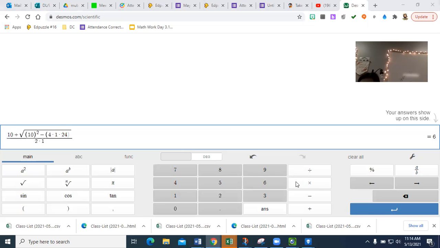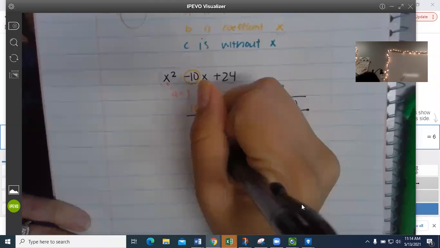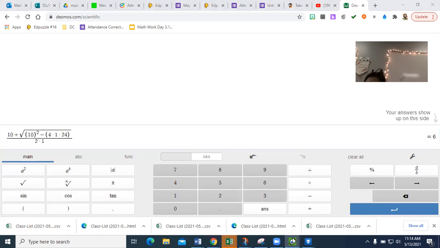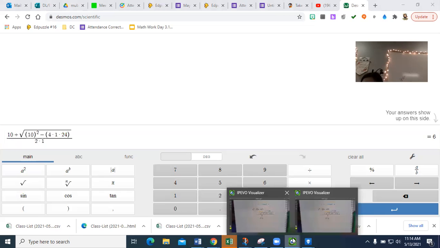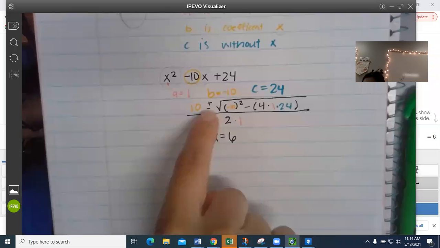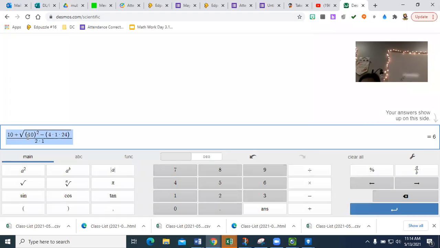Now, what I'm going to do next is do the other solution. Because remember, I'm not sure why my screen went blank, but remember there's 2 solutions, the plus and then the minus. So what I'm going to show you is the minus one now. I did the plus, now I'm going to do the minus. Because when you take the square root of something, you get 2 answers, the positive and the negative.